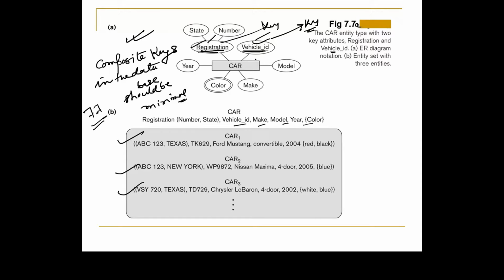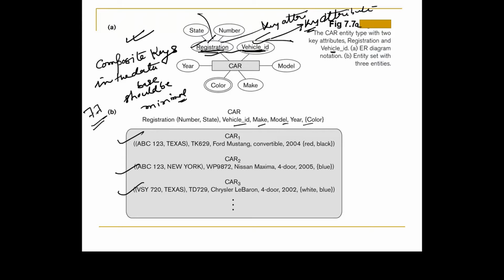But some entity types have more than one key attribute. So this is also a key attribute, and this is also a key attribute. Okay, so whether these together are making a composite key or not, that I am not saying here. What I am saying is, this is also a key, this is also a key.